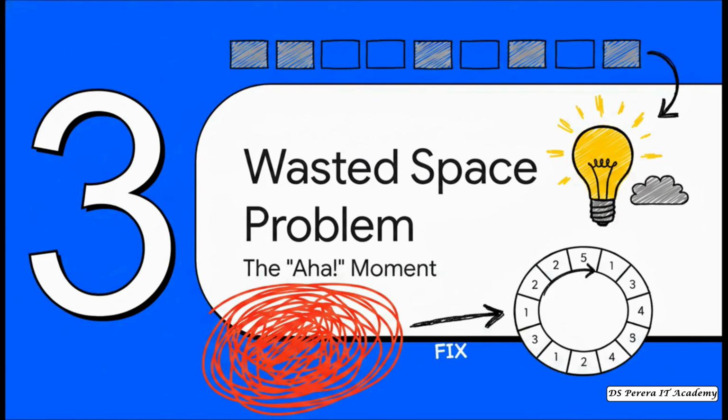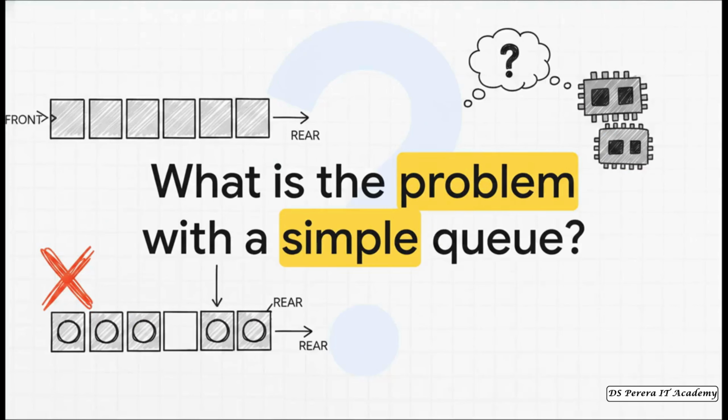All right, so we've built a working queue. That's great. But there's a problem, and it's actually a pretty big one. This next section is what I like to call the aha moment. This is where we're going to uncover a major flaw in our simple design and then find a really brilliant way to solve it. So, what is this big problem with our simple design?